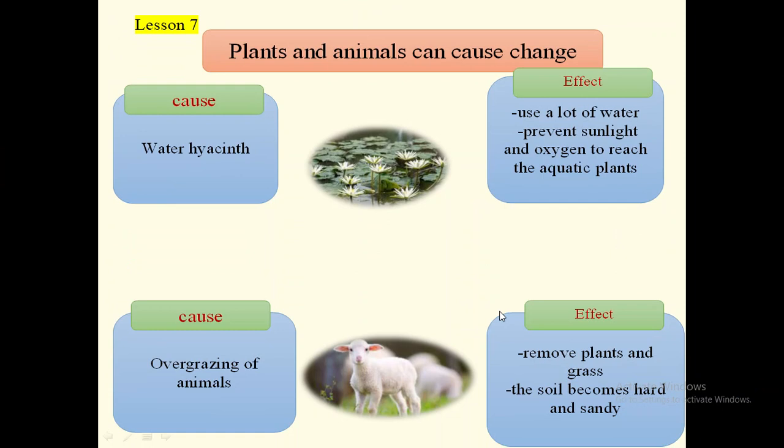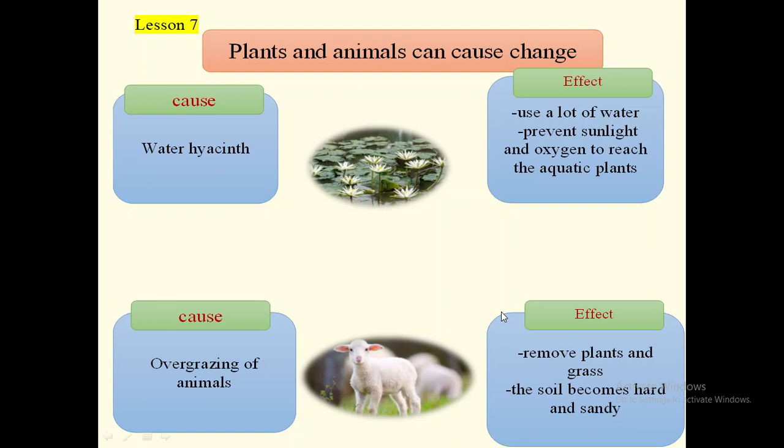Now we are gonna talk about lesson 7. Plants and animals can cause a change. Now the cause is water hyacinth. Okay. The effect is use a lot of water, prevent sunlight and oxygen to reach to the aquatic plants.